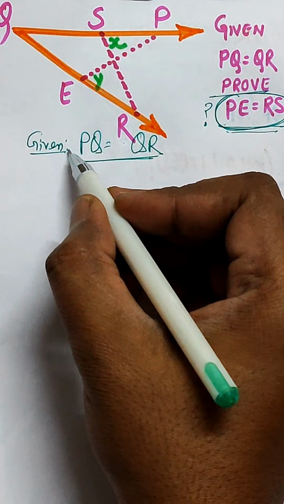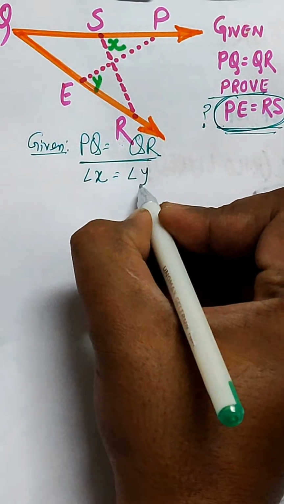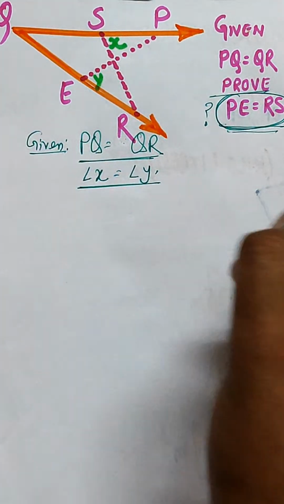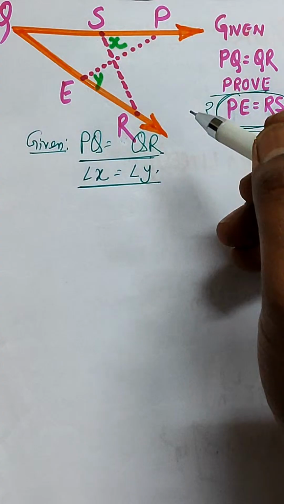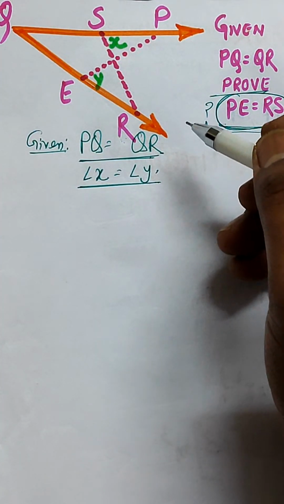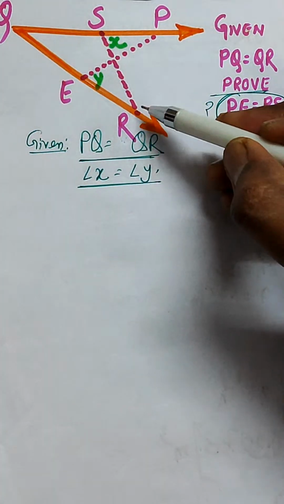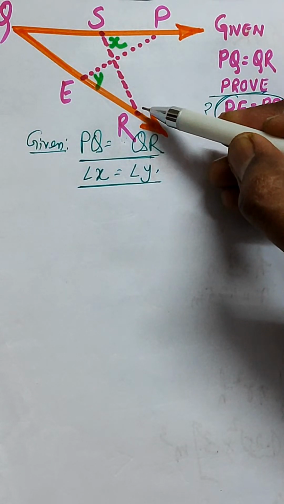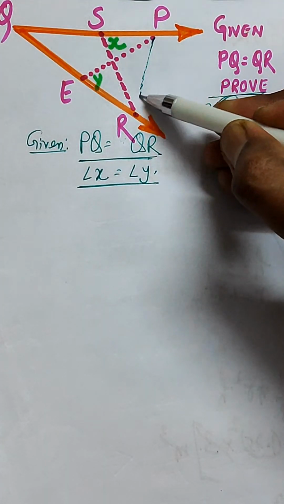And the other data which is given over here is angle X equal to angle Y. Angle X equal to angle Y. This is also given to you. Now, do one thing. Since we know that the angles opposite to the equal sides of a triangle are equal, right? So we can do a little construction. Just construct this R to P. Construct this R to P.